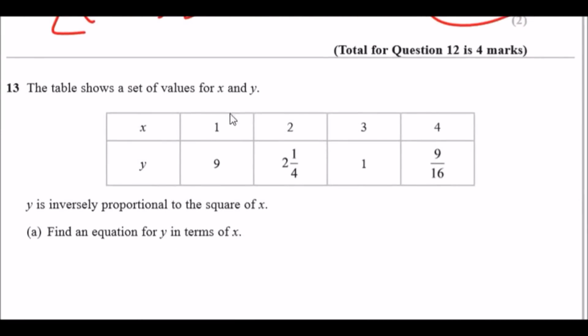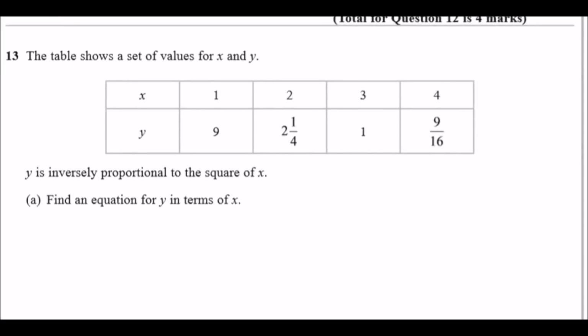Number 13. So now what do we have here? Apparently the table shows a set of values for x and y. For when x is 1, y is 9. It seems to be increasing linearly, but this is decreasing, probably inversely or something. Let's have a read. So y is inversely proportional to square x.